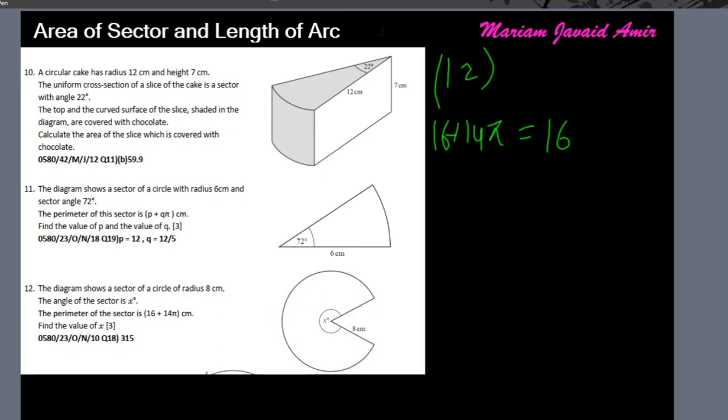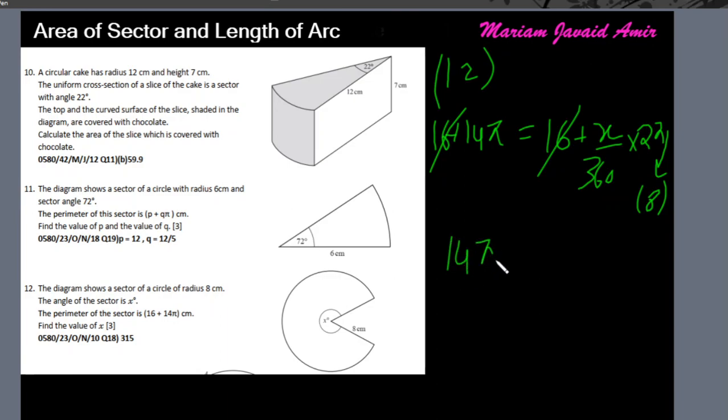So the formula for length of arc is x over 360 times 2 pi r. r is 8 here. Okay, so 16 and 16 get cancelled. 14 pi equals 2 into 8 divided by 360, which gives me 2 over 45, pi times x. So pi and pi get cancelled. 14 into 45 divided by 2 is 315.